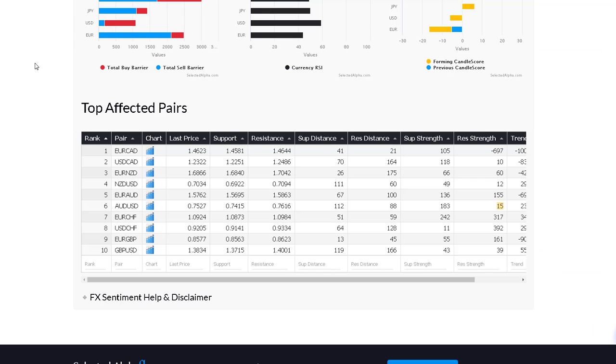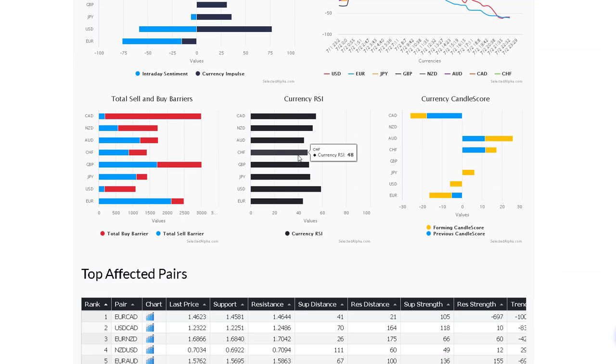Other parts of this dashboard are covered extensively in the dashboard-specific help section accessible right below the table.